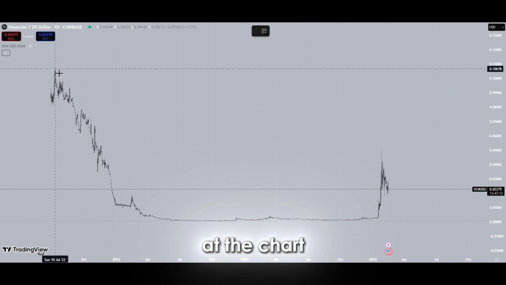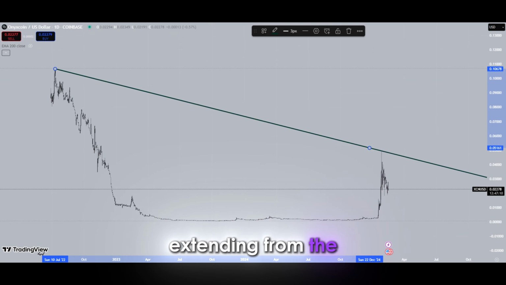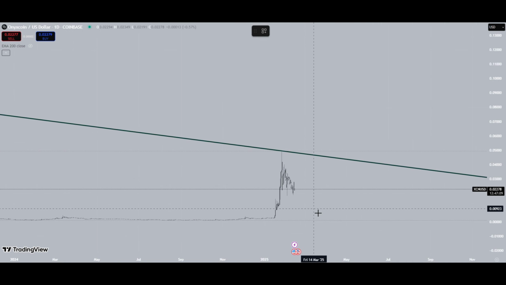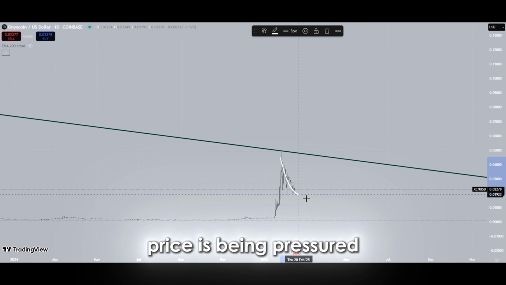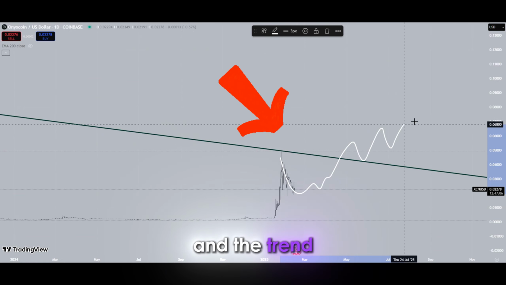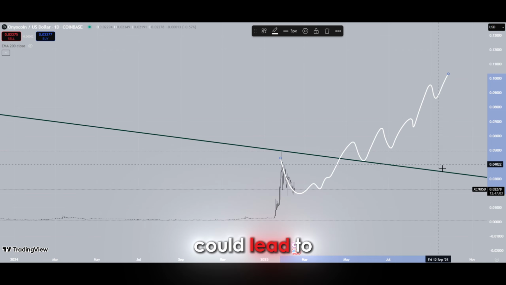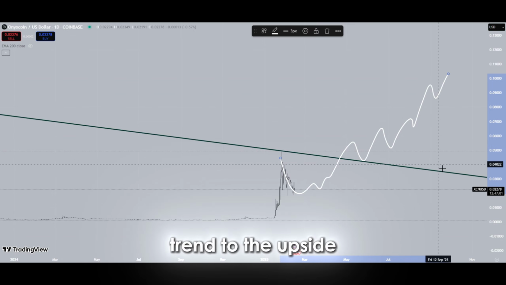When we look at the chart, we can clearly see that a downtrend has formed, extending from the old top to the new top. This type of structure indicates that the price is being pressured downwards from the peaks that it had previously set, and the trend is moving downwards. However, a breakout of this downtrend could lead to a significant change in the market structure. If the price breaks this trend to the upside, we could see a new ATH.